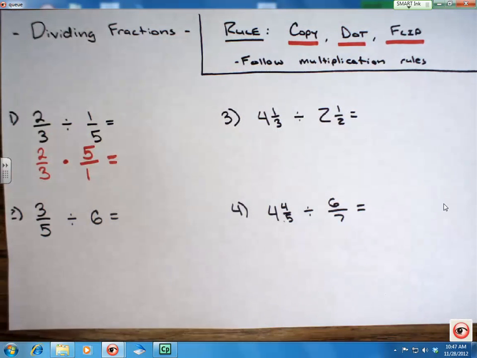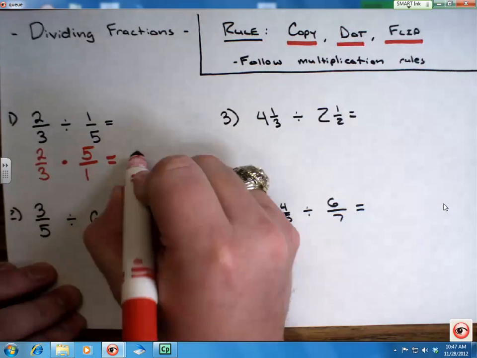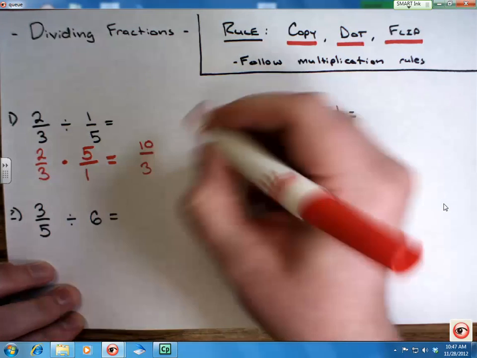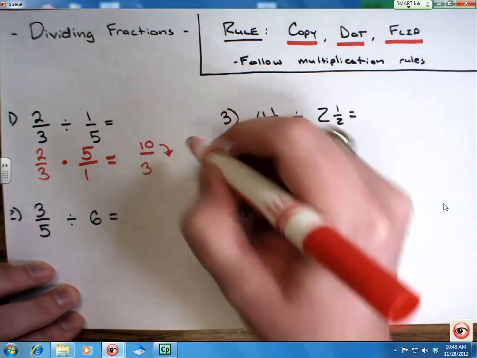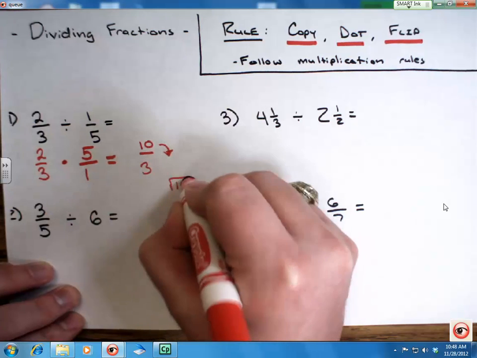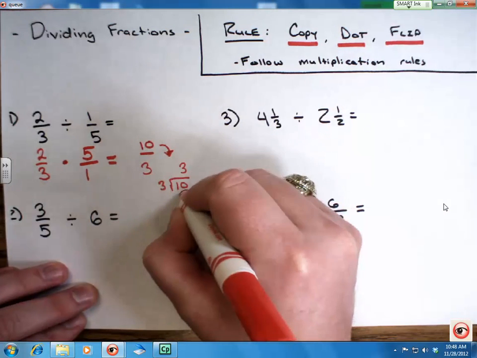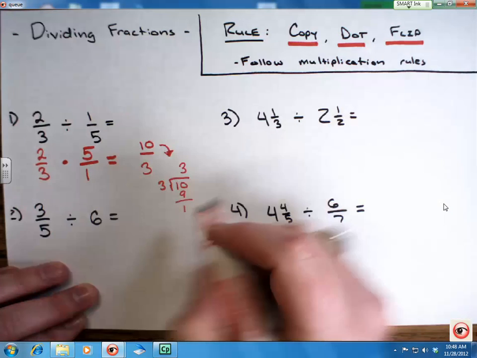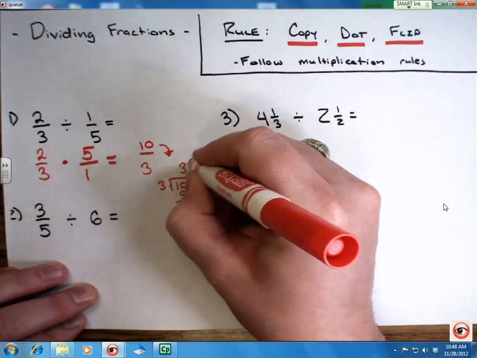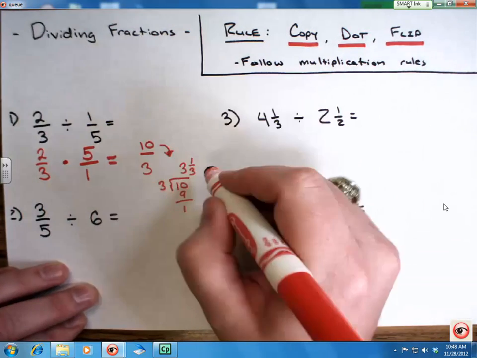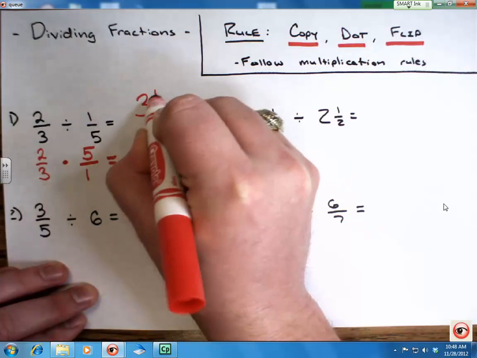Then we follow our multiplication rules, and we multiply exactly like we did yesterday. Straight across, 2 times 5 is 10. 3 times 1 is 3, so we end up with 10 over 3. Now, we need to simplify that, so we would divide. I'd put 10 inside my division box, 3 on the outside. 3 goes into 10 3 times, which gives us 9 with a remainder of 1. Put that remainder over the number that I divided by, which gives me 3 1/3. So my answer for number 1 is 3 1/3.